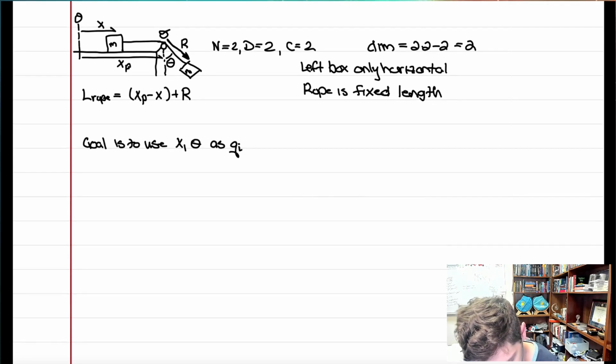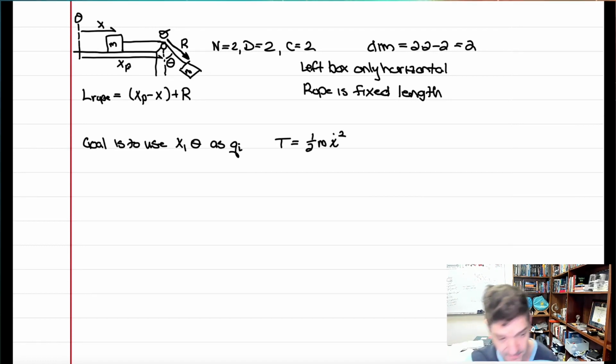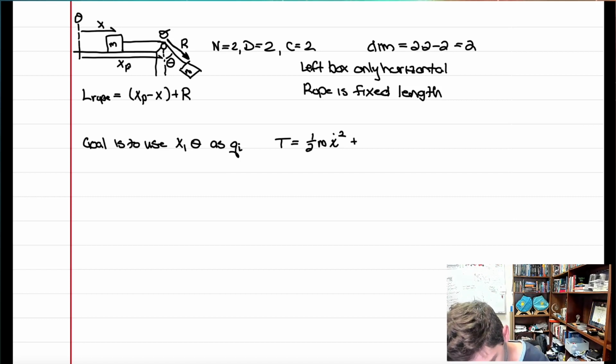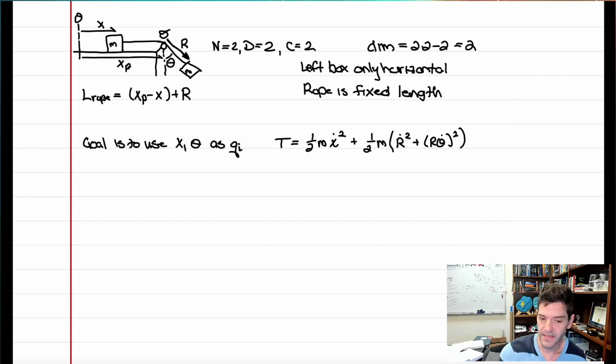Well, to write down the Lagrangian, I have to first write down my kinetic energy. The kinetic energy of the horizontal box is going to be 1/2 m x dot squared, because it can only move horizontally. And then the kinetic energy for the hanging box is going to be 1/2 m times, if I'm using polar coordinates, the polar v squared, which is r dot squared plus r theta dot all squared. And that gives me my total kinetic energy.